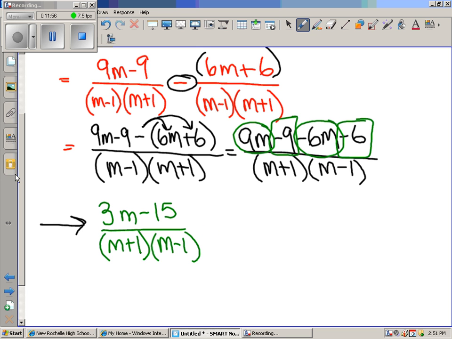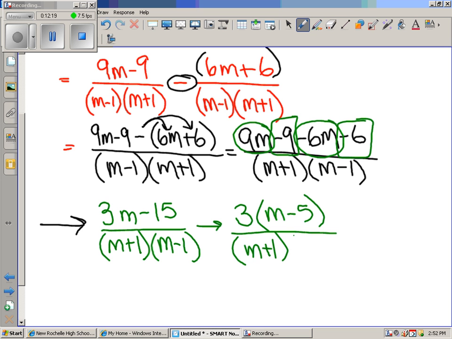Oh, we're not done yet. We have one last step to do. You have to check to see if you could reduce it. So, Hannah, what are we going to do? We're going to factor the top and see if anything will cancel out. That's 3 times m minus 5. Does anything reduce with the bottom? That's how you know. If nothing reduces with the bottom, you are good to go.